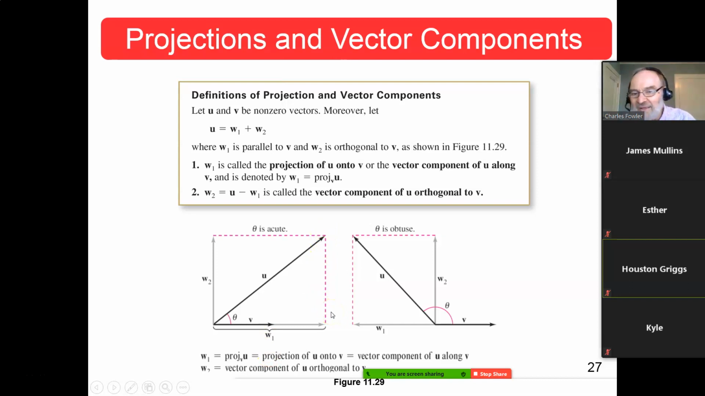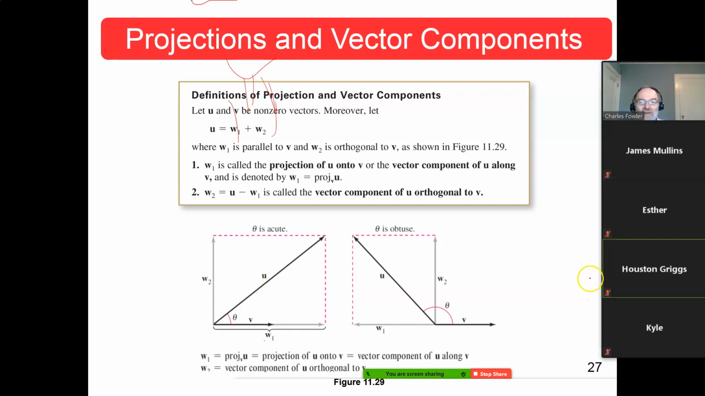Now, think of this with projection. Imagine you had a light somewhere directly overhead, shining down on this vector U, and this is perpendicular to V. Then this is the projection, the shadow vector U would make in the direction of V. In this case, V actually is shorter than the projection W1.